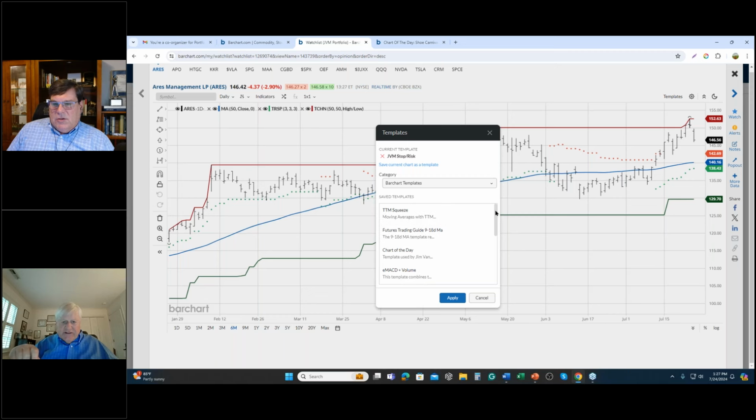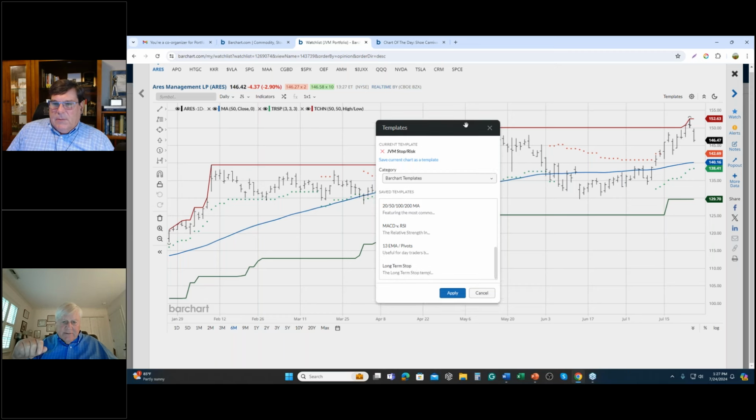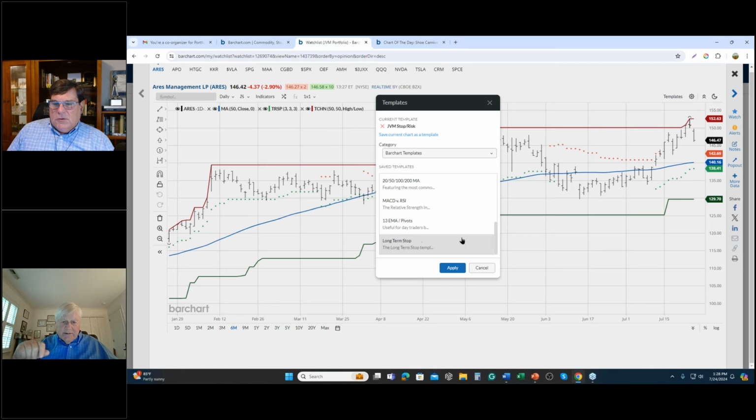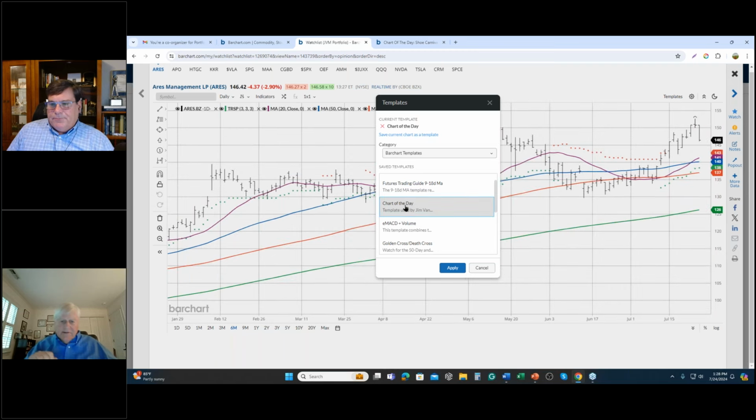I just want to show folks that under bar chart templates, some of the templates we're going to demonstrate are found in here. Here is the chart of the day template, and later we're going to look at Jim's long-term stop template. So let's look at the chart of the day first.